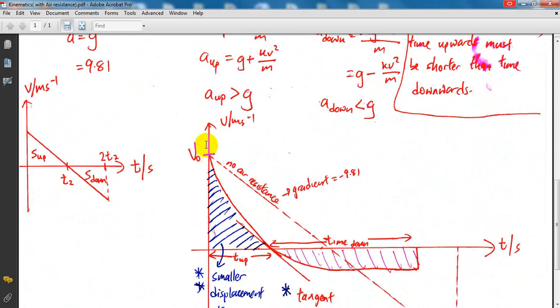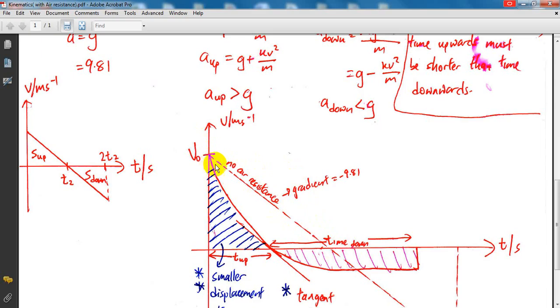What we mean to say is that this curve over here, the slope at this point where t equals 0, the steepness must be greater than the 9.81 gradient line. So that's why it is sharper, it's more steep at this position.